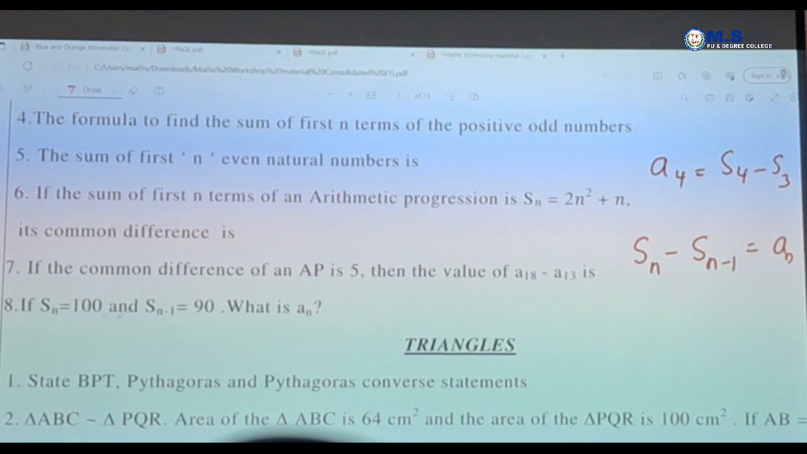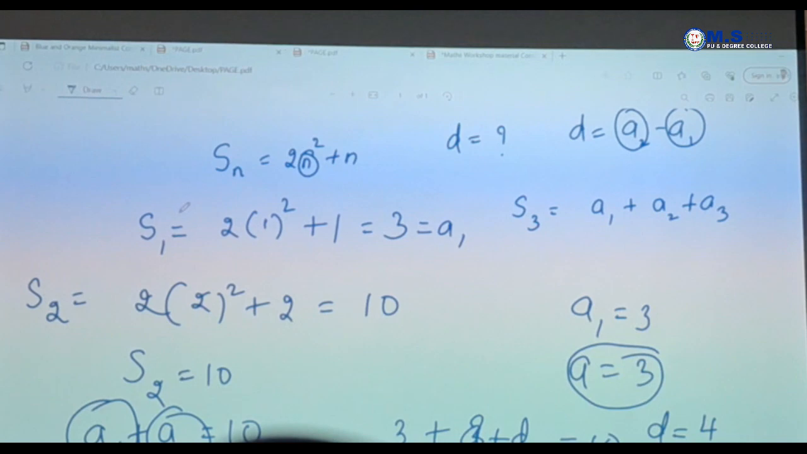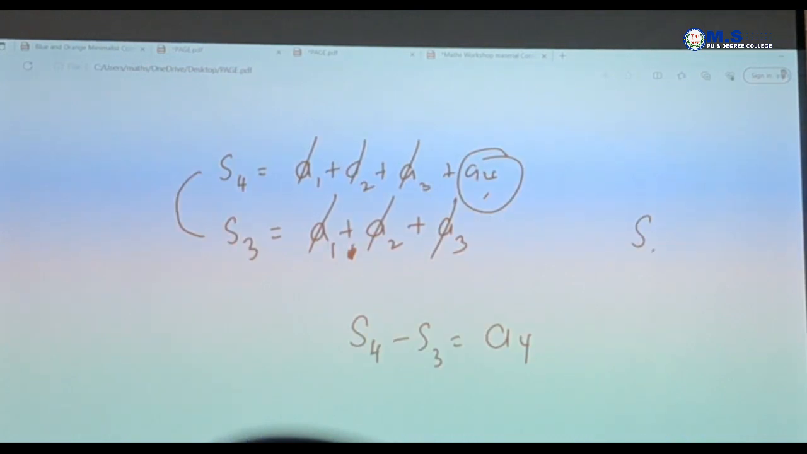Now what is the question here? Sn is 100. S of n minus 1 is 90. What is An? So use this relation. 100 minus 90 equals An. An equals 10. Got it? One more example. Do try yourself. S5 equals 25. S4 equals 19. What is A5? Just subtraction. That's why I told you, in the examination, for many of the questions, just addition or subtraction will be the answer. Just try to write the direct answer in case you have forgotten the concept. Okay?